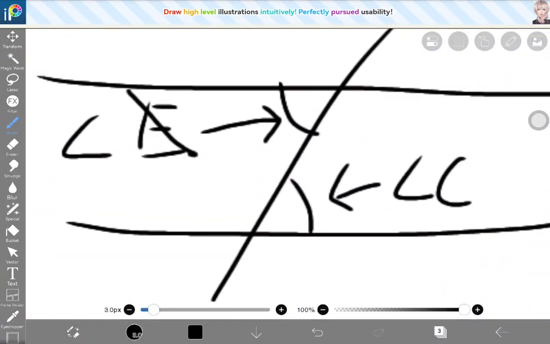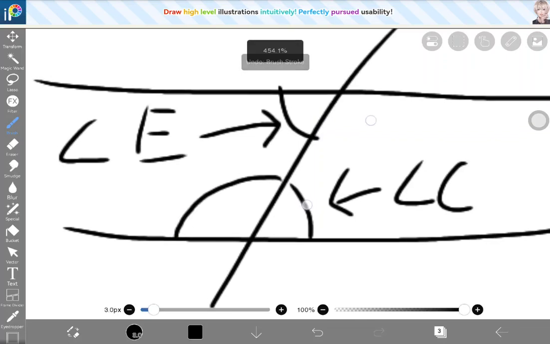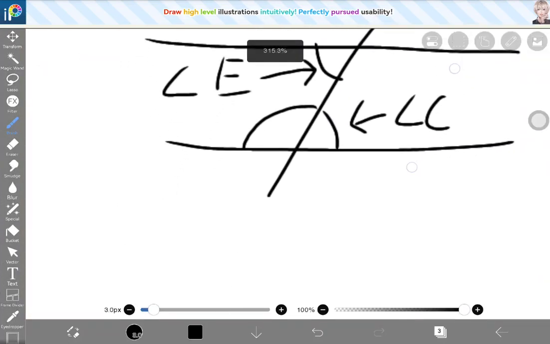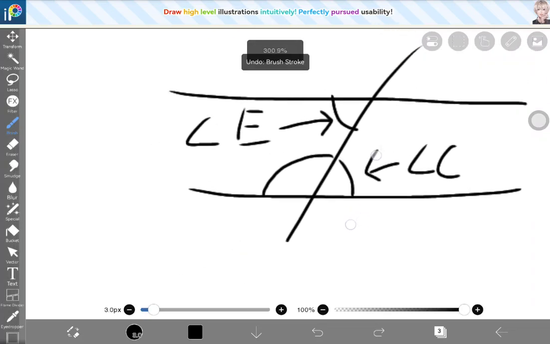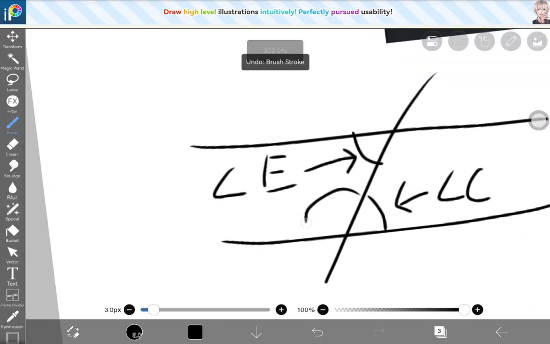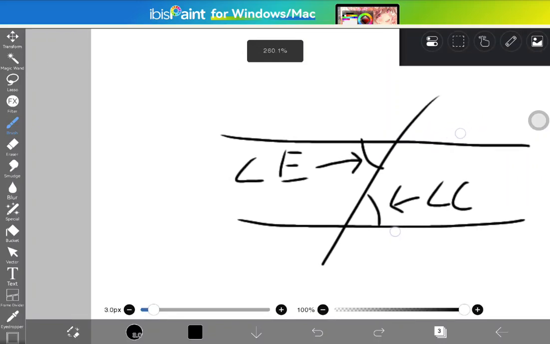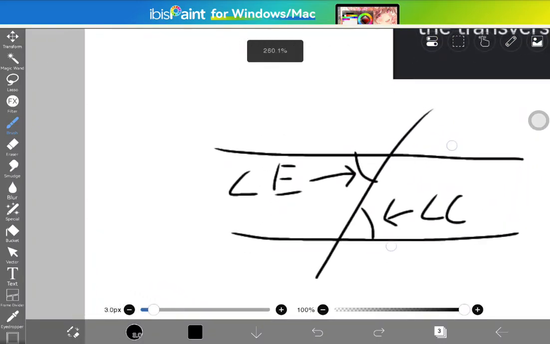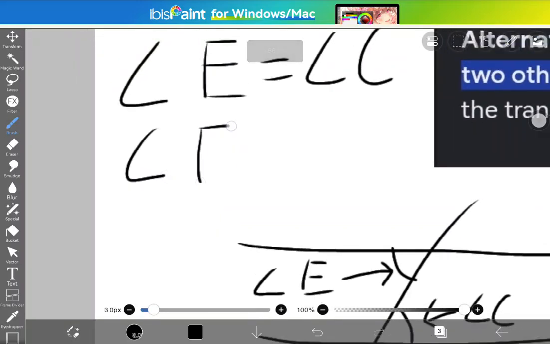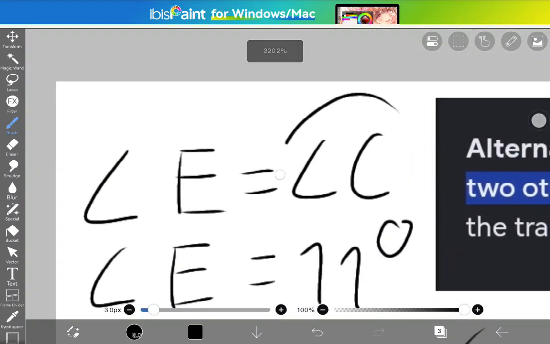Then they have to be on opposite sides, because if you put an angle right here, that's not an alternate interior angle anymore. That's a same side interior angle now. And same side interior angles are supplementary, but that's for another video. So if angle E equals 11 degrees, that would mean angle C would also equal 11 degrees.